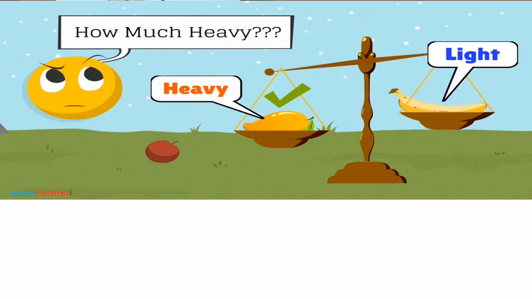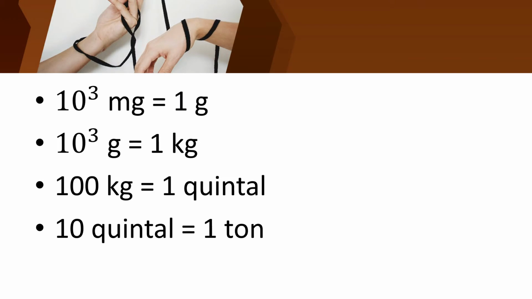To find that, we need mass measurement. So for finding that, we have some units. 10 power 3 milligram equal to 1 gram. 10 power 3 gram equal to 1 kilogram. 100 kilogram equal to 1 quintal, and 10 quintal equal to 1 ton.